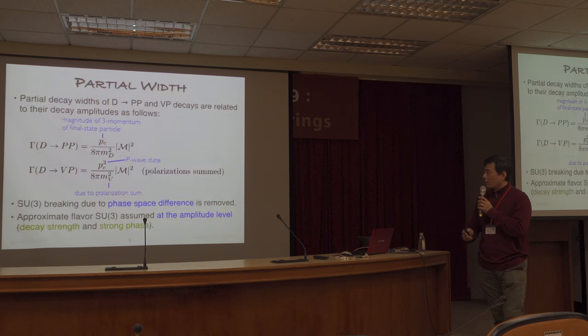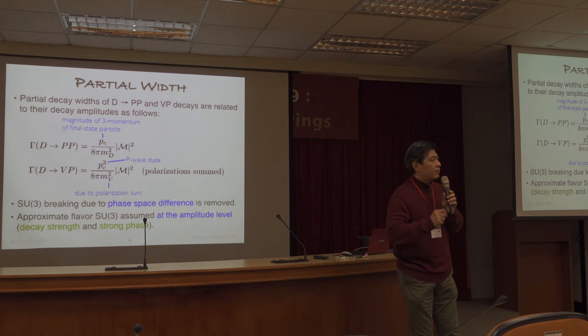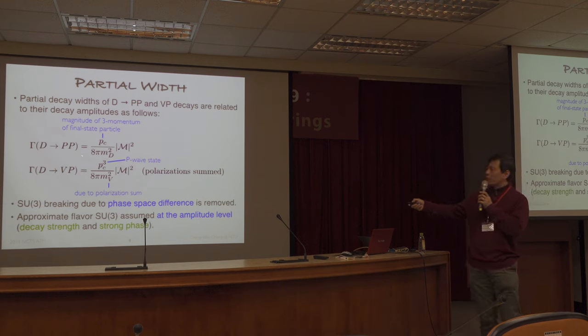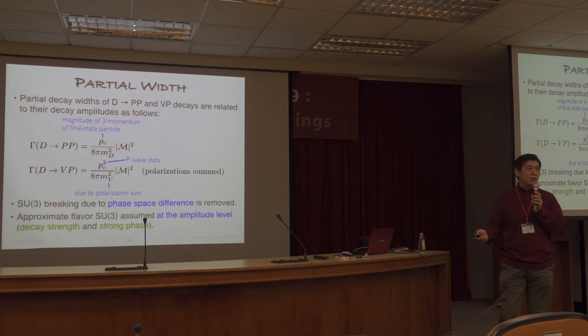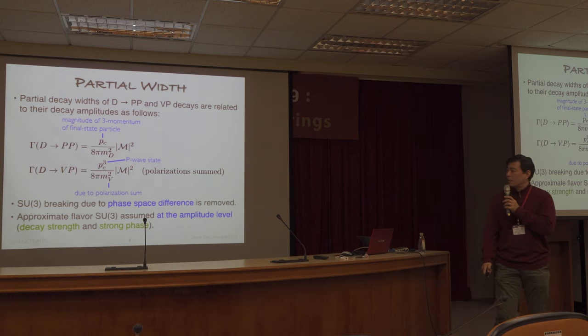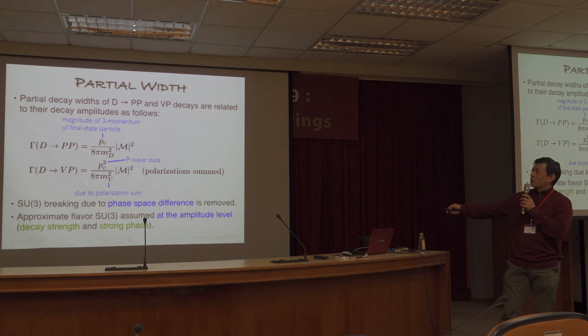Okay, so now about our approach. From the decay branching ratios, we extract the amplitudes using these formulas: PP is this formula and VP is the lower formula. The main difference is that the momentum factor here is to the third power, because the VP decay is a P wave. Another difference is that you have to sum over the polarization of the vector. After the summation, you will find that in the denominator it's the vector meson mass in the final state that appears, instead of the initial state meson. But anyway, these vectors are the phase space vectors.